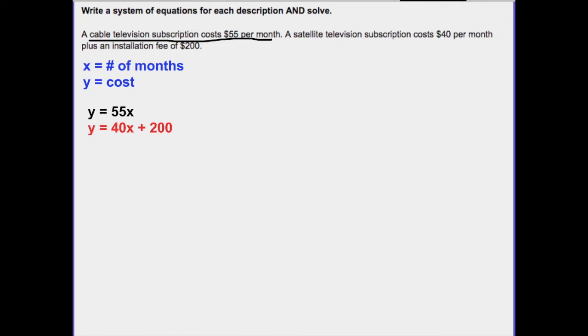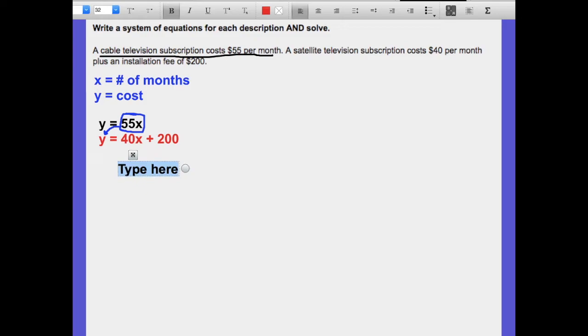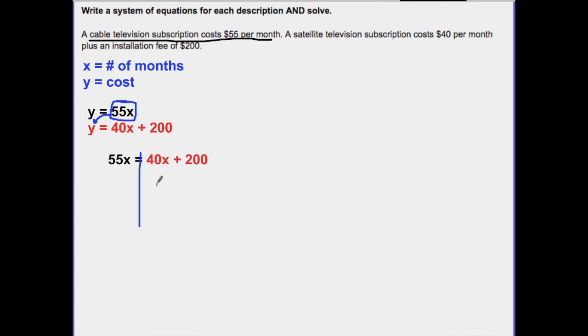I would go ahead and use substitution here because we can put in 55x for y in the second equation. So when you substitute that in, I'm going to use the same colors here: 55x equals, and on the other side of the equation, we've got 40x plus 200. So now when we solve this for x, the number of months, we're going to subtract the 40x because we have x's on both sides of the equation here.